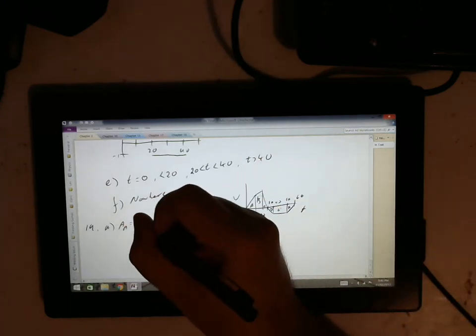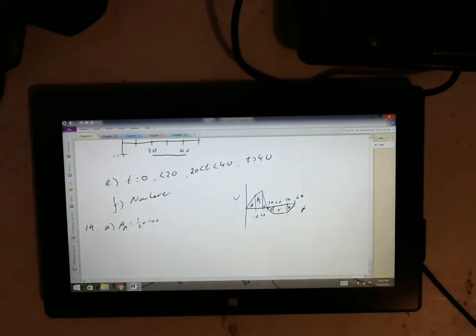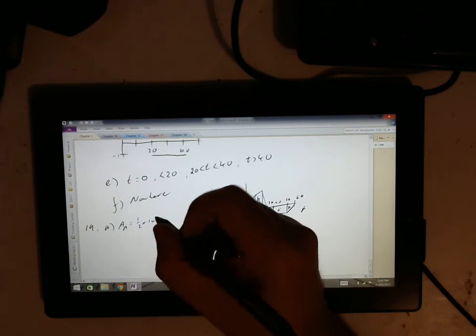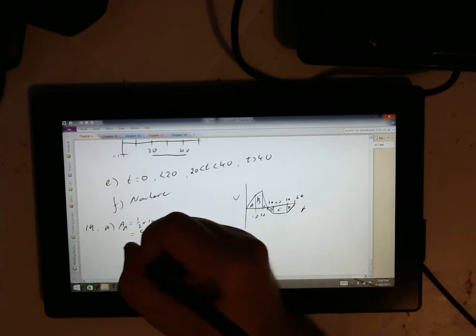Area of A equals half base times height. Base is 10, so half times 10. The base is always going to be 10, at least for these. And the height here was also 10 according to the graph. Equals positive 50 meters.